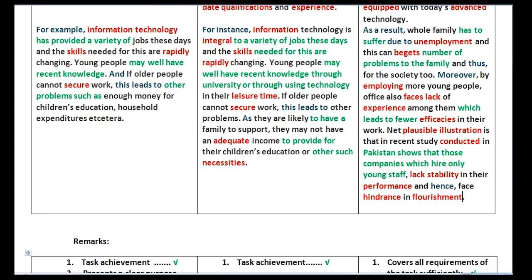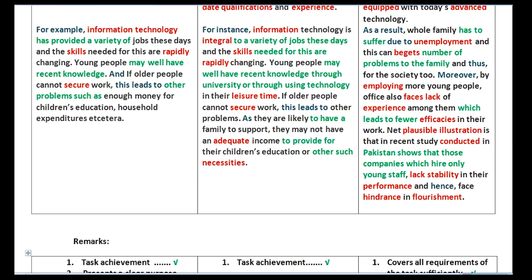For instance, information technology is integral to a variety of jobs these days, and the skills needed for this are rapidly changing. Young people may well have recent knowledge through university or through using technology in their leisure time. If older people cannot secure work, this leads to other problems, as they are likely to have a family to support. They may not have an adequate income to provide for their children's education or other such necessities.